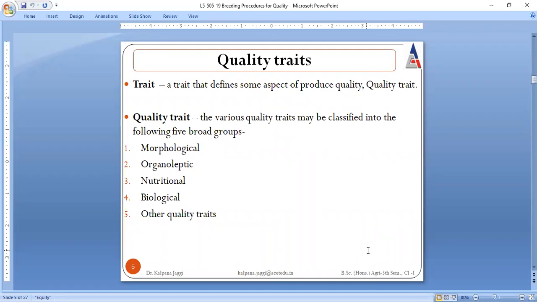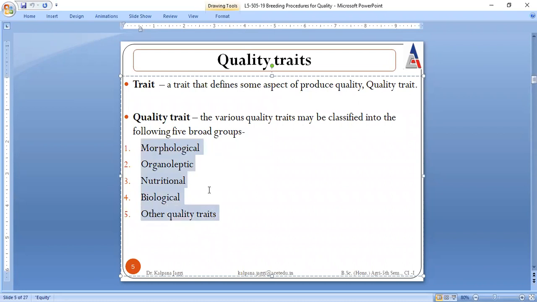Now we will discuss the quality traits. Quality traits means what? A character that defines some aspects of produced quality. Any character that is defining the quality of the produce that is produced is said to be a quality trait. And the various quality traits are further classified into 5 categories. The very first quality trait is determined in terms of its morphology, then in terms of organoleptic, then nutrition, then biologic parameters and other quality traits. So quality traits are further classified into 5 broad groups.